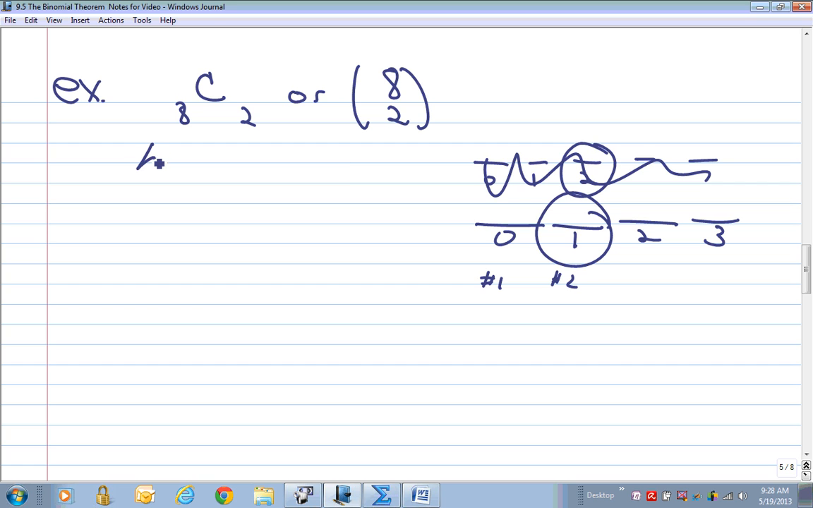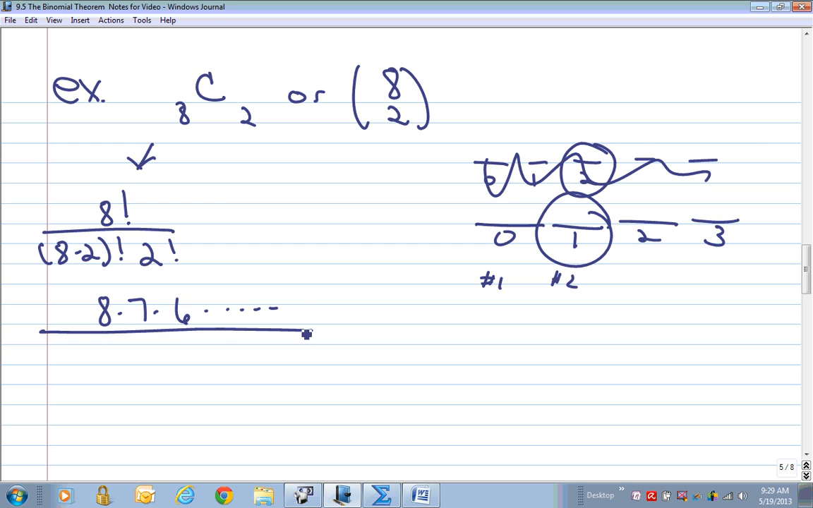So let's take a look at how we would plug this in. If we're just using the binomial theorem and we already have it written this way, it's pretty easy. We would say 8 factorial over 8 minus 2 factorial, and then 2 factorial. And just to review how we would handle our factorials, that would be 8 times 7 times 6 times 5, etc. That would go on and on and on. I'm just going to put factorial at the end. You'll see why. 8 minus 2 is 6 factorial and 2 factorial.